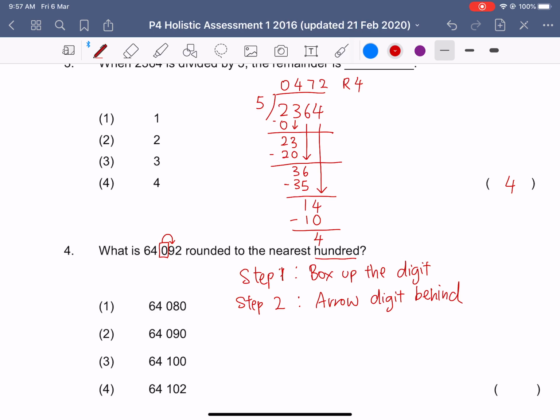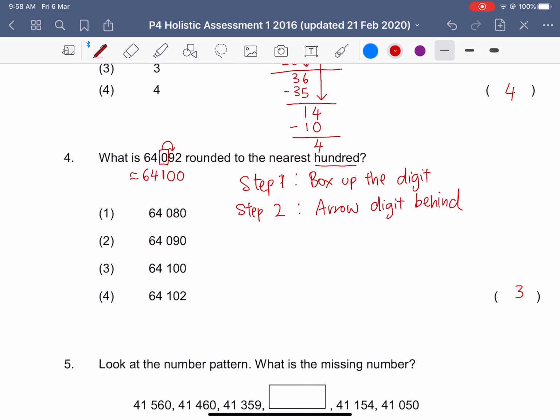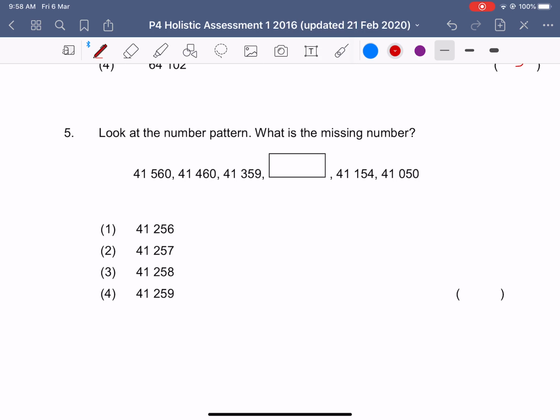So when we round the numbers in the box, 6 will still be a 6. 4 is still a 4. But when we round up because of the digit 9, 0 becomes a 1. And the rest will be 0. So in this case, the answer is 3.